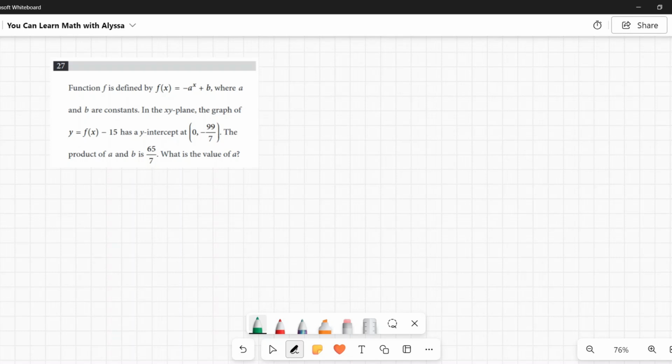Oh, what a lovely fraction that is. The product of a and b is 65/7. What is the value of a? This isn't as horrible as it might seem at first glance. I admit, when I see these ones where they have negative 99/7, come on. But let's really look at what they're telling us.